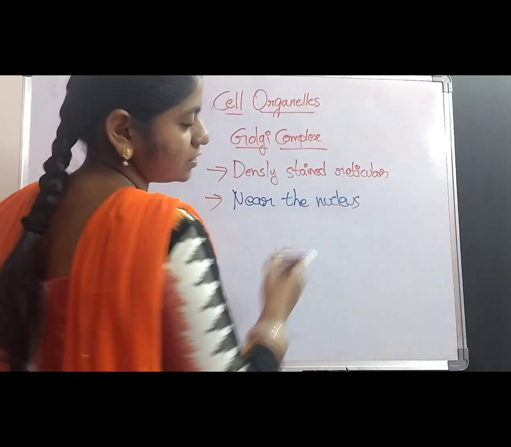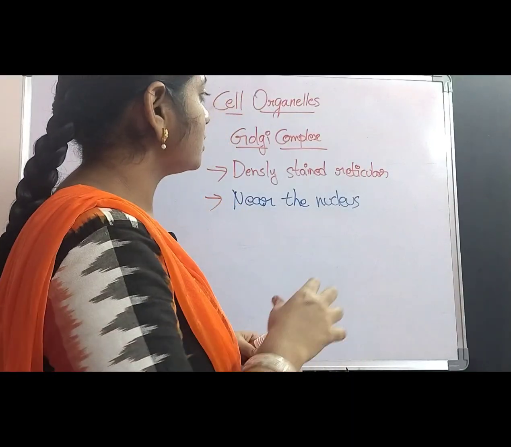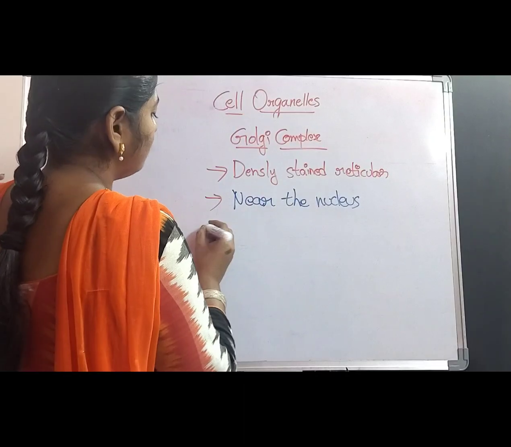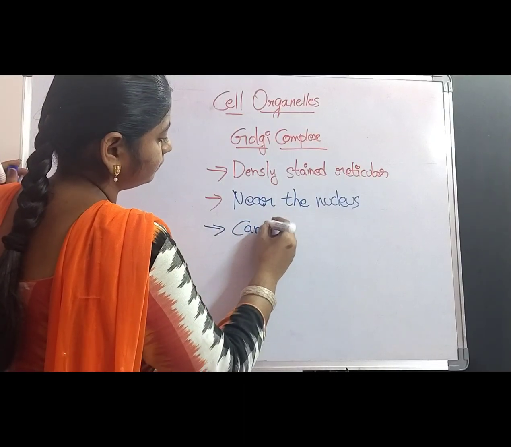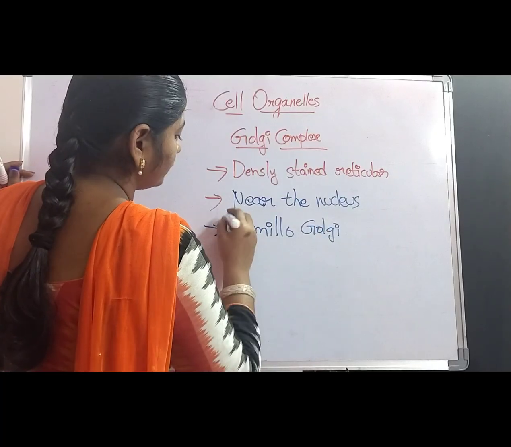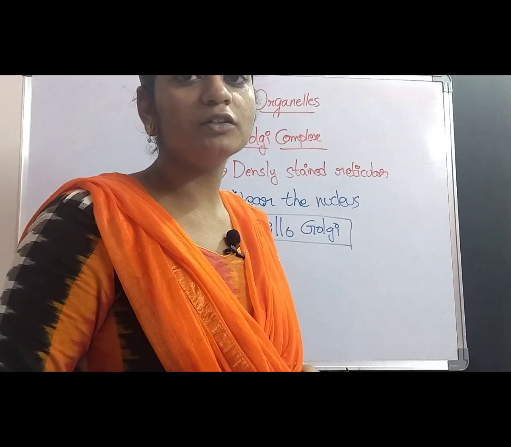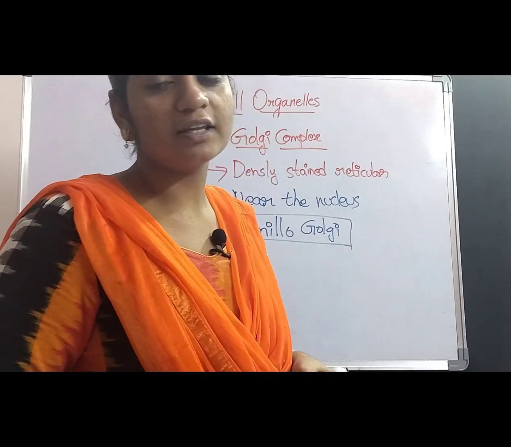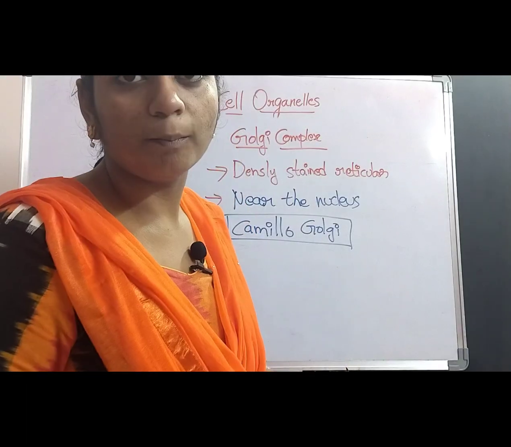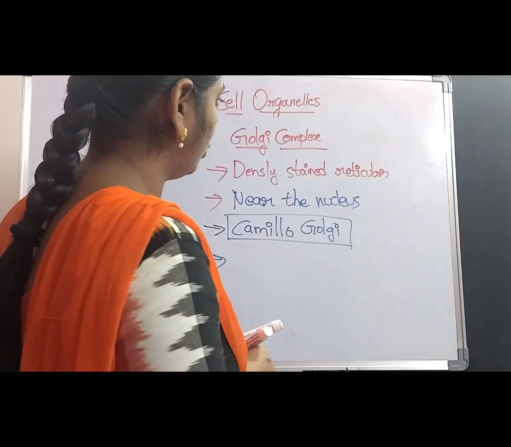Where is this Golgi complex present? This Golgi complex is present near the nucleus, and the first person who observed the Golgi complex in the eukaryotic cell was Camillo Golgi. Camillo Golgi was the first to observe the densely stained reticular-like structures near the nucleus and named them the Golgi complex. Coming to the structure of the Golgi complex.